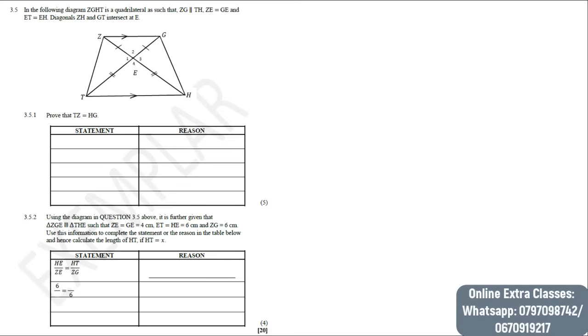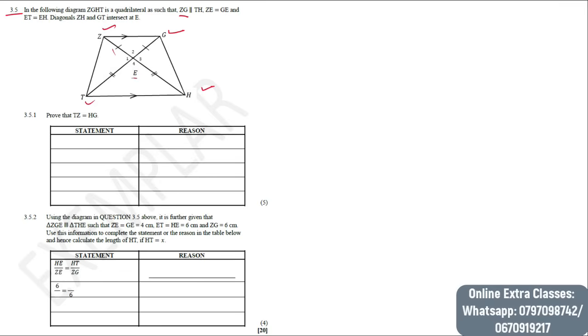Now let's move to question 3.5. Here we are told that in the following diagram, ZGHT is a quadrilateral, such that ZG is parallel to TH. And then ZE is equal to GE.